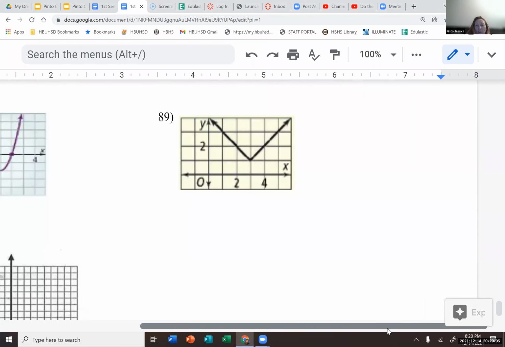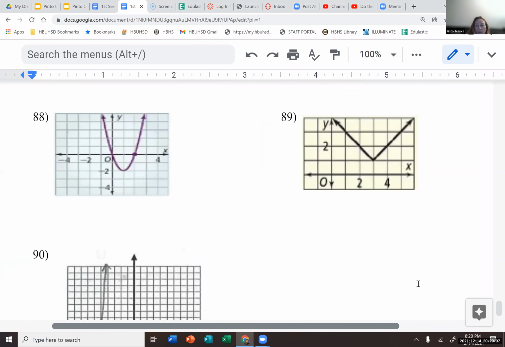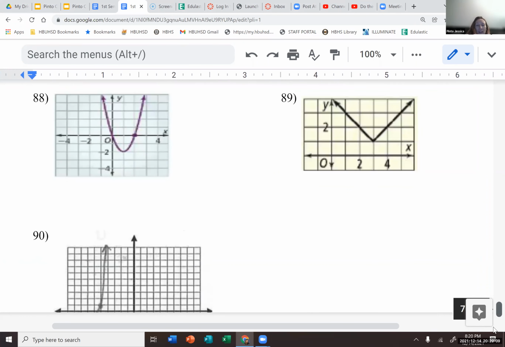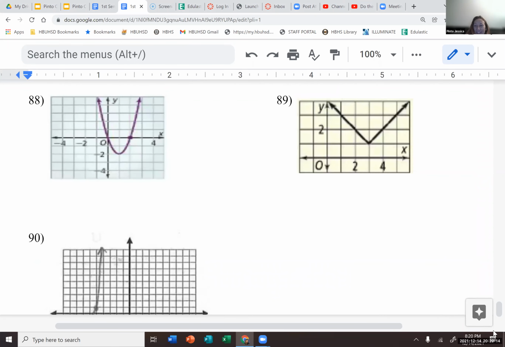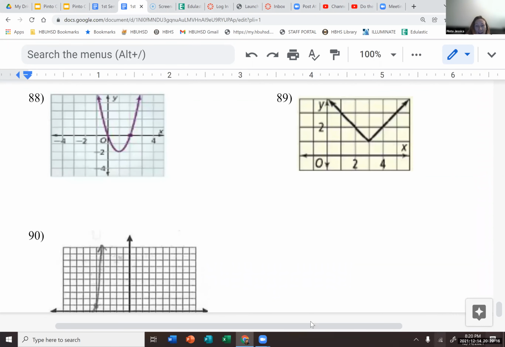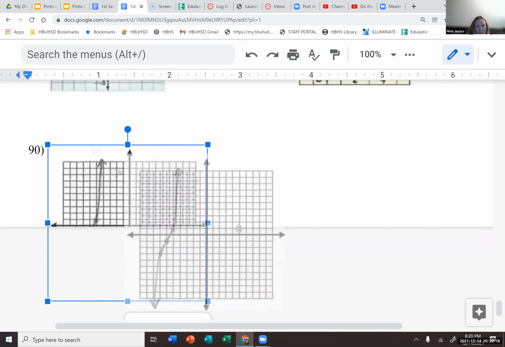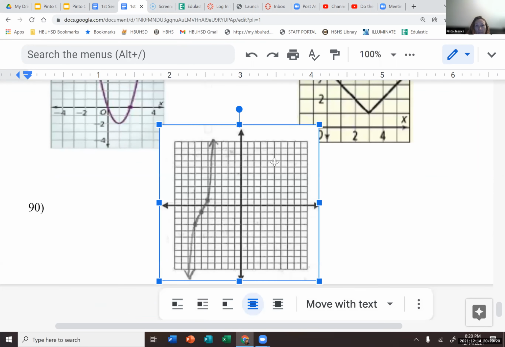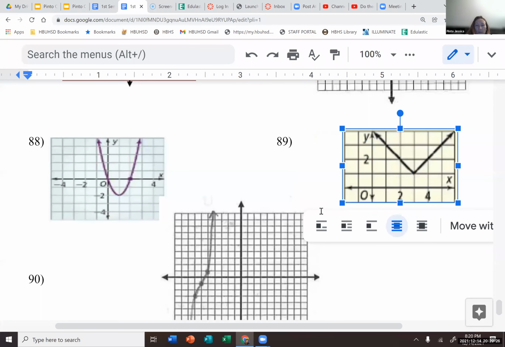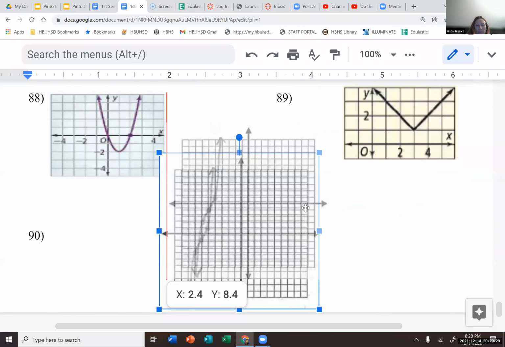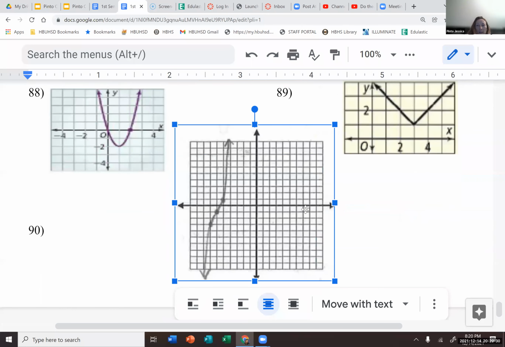Okay, and now we've got just a couple more functions that have been graphed, and each one is special and unique. I can't seem to see 90. I don't know why. Must need to move it up. Okay, there we go. So looking at these, each one of these is made from a different parent function.